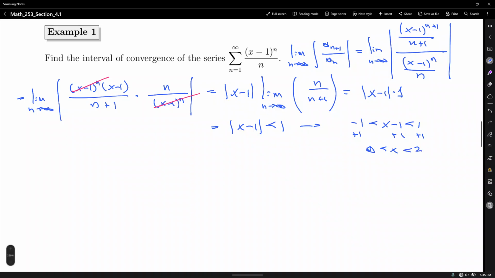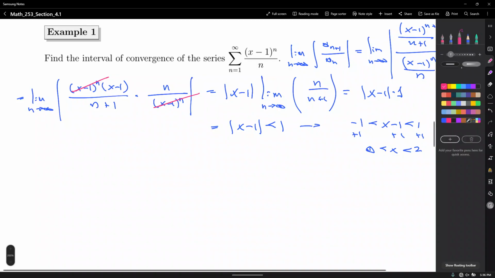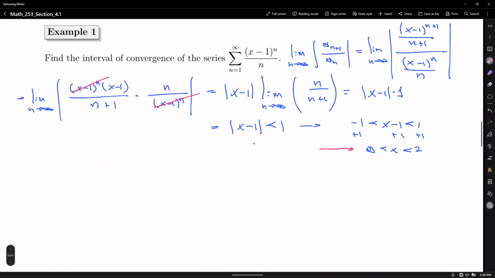That is 0 less than x less than 2. And guys, this right here is the potential interval of convergence. Why do I call this the potential interval of convergence? Because the second half of this problem is to go back to the original series and test these endpoints, x equals 0 and x equals 2.